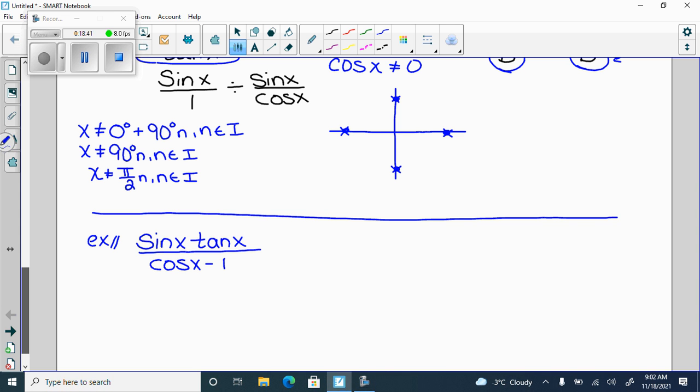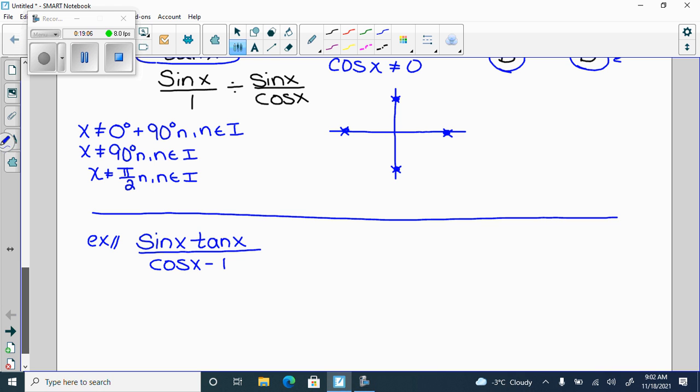Looks more difficult than it is. My first suggestion when it says... Yeah, that's a multiply. Sine x tan x. The first thing you want to do is turn everything to sines and cosines where possible.